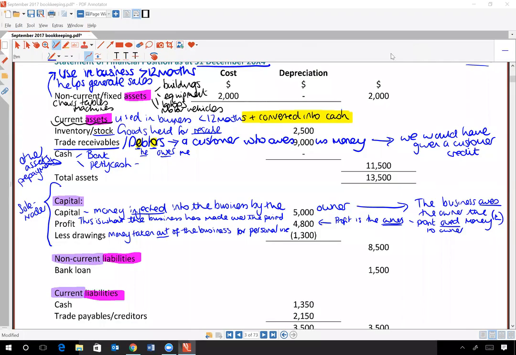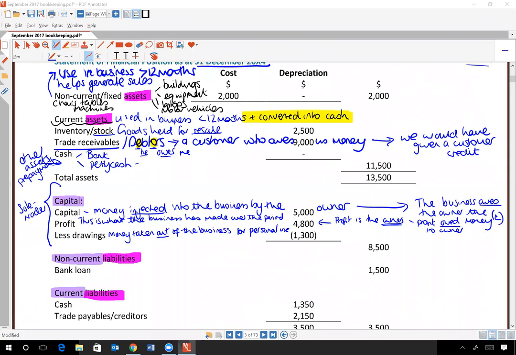So I absolutely love shoes. I'd be buying stuff with shoes. That's how I see it. So does it come out of profit? No, that's a really, really good question. Drawings do not come out of profit. Drawings reduce what the owner is entitled to.